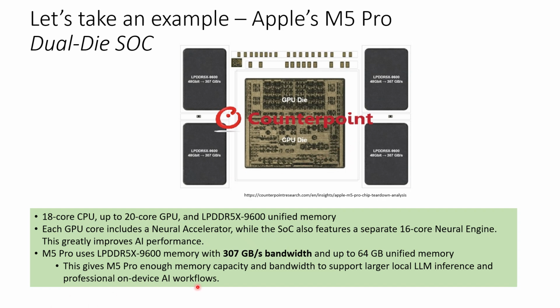This gives the M5 Pro enough memory capacity and bandwidth to support larger local large language model inference and professional on-device AI workflows. So these two dies, the GPU die and the CPU die, which contain all the various cores that they have, are easy to integrate at a package level rather than hosting all of them on a single die.